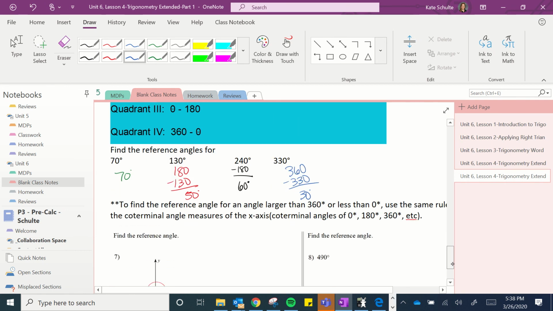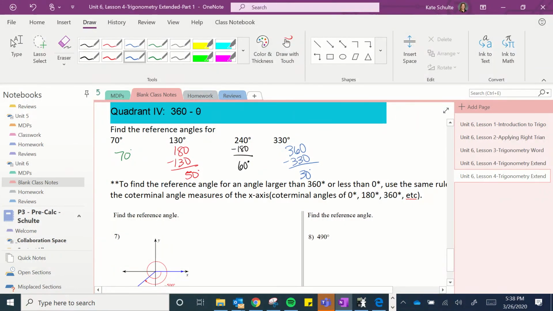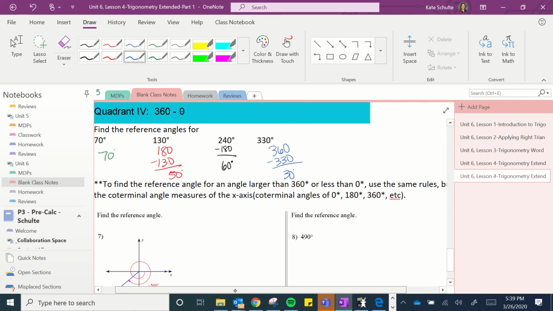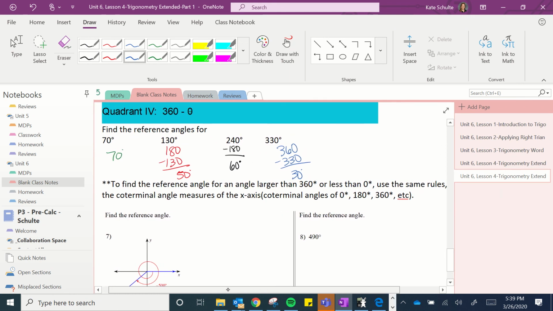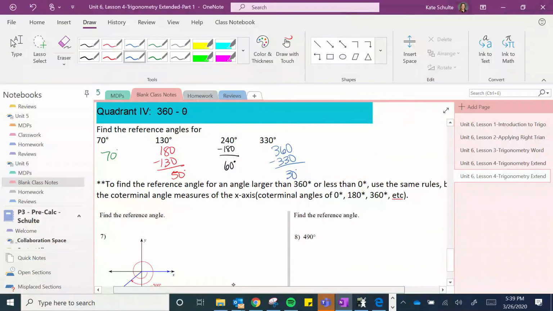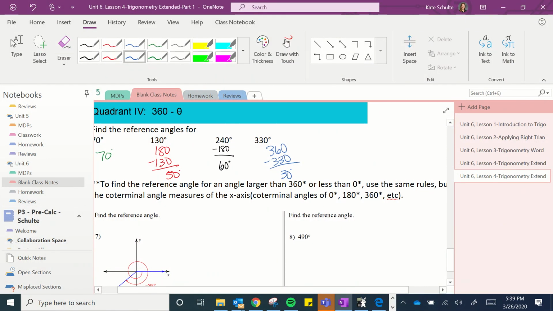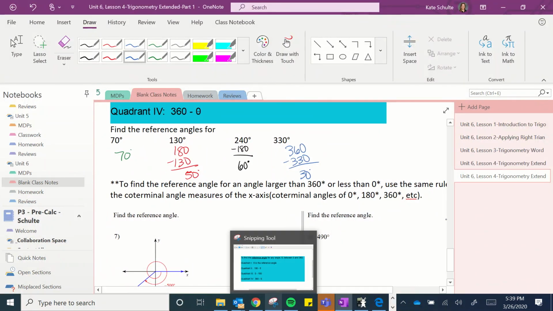So just going to look at two really quickly that are greater than 360 or less than 0. So to find the reference angle for an angle larger than 360 or less than 0, use the same rules, but use the coterminal angle measures of the x-axis. So all that means is we just have to figure out where's the closest x-axis, and what's its angle measure. If it's bigger than 360, then it's going to be a bigger number. If it's less than 0, then it's going to be negative.